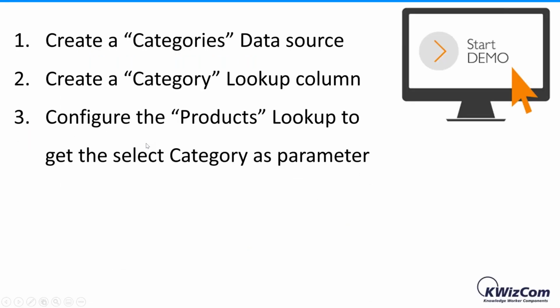So I need to go through these 3 steps. First, I need to create a categories data source, and then create the category lookup column, which will be populated from the matching table in our Azure SQL. And then this is the new thing. I need to go back to the products lookup and configure it to be filtered by the selected category.